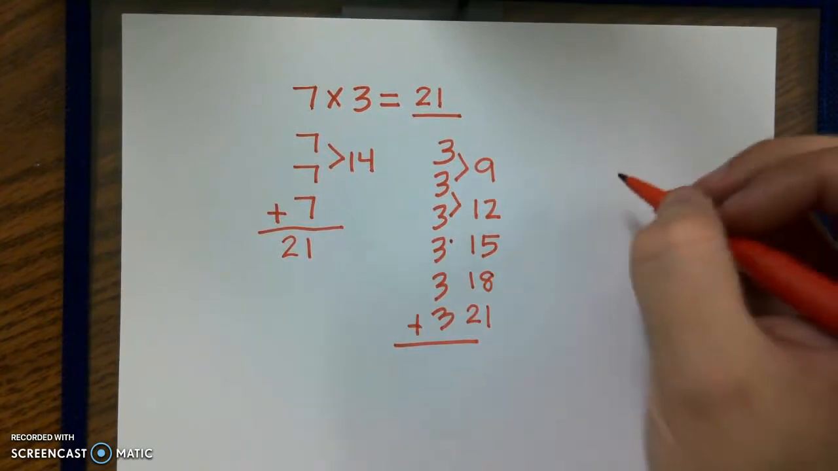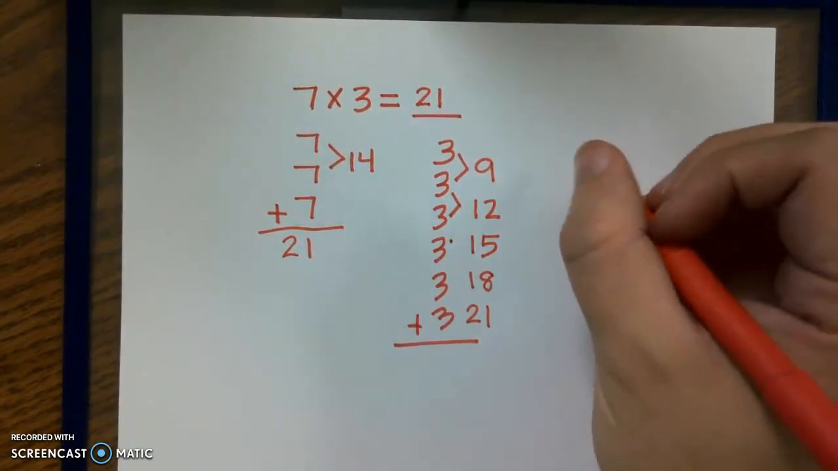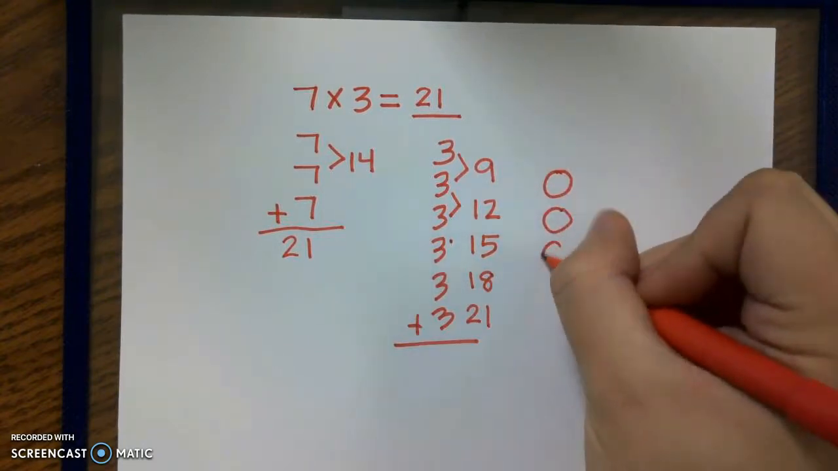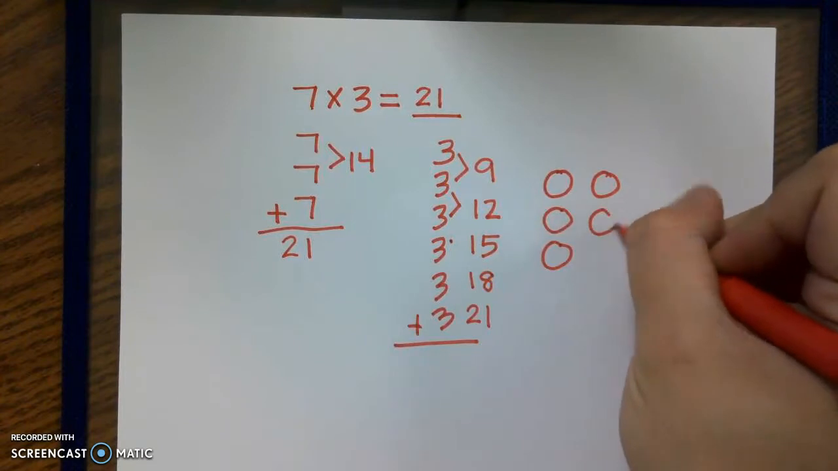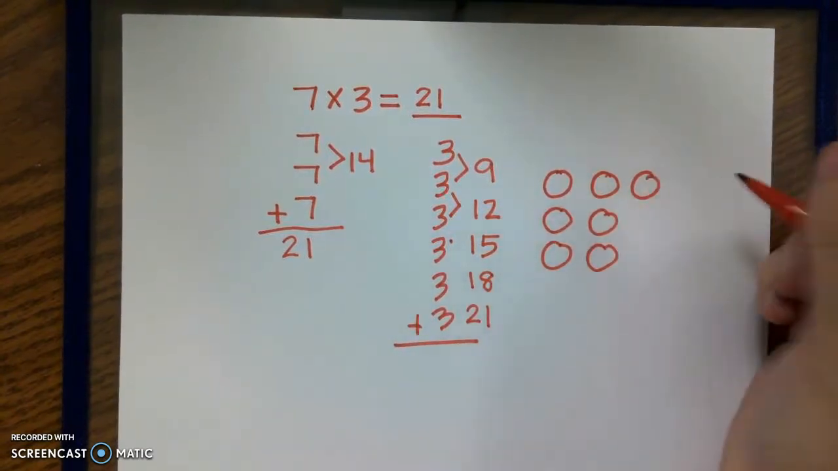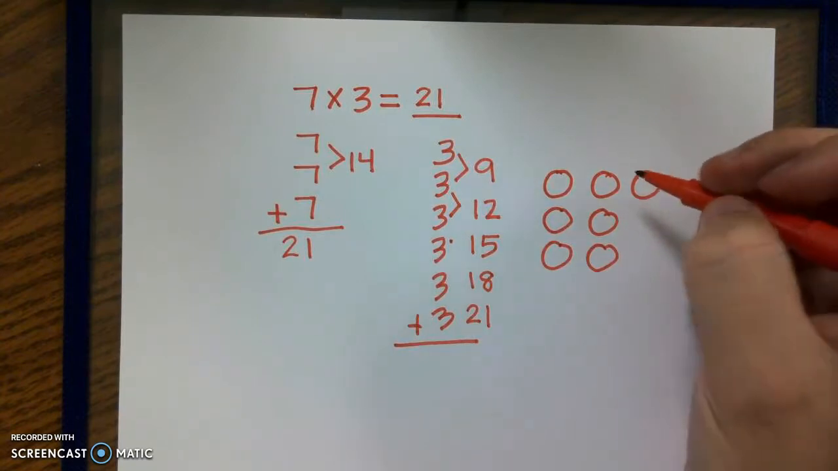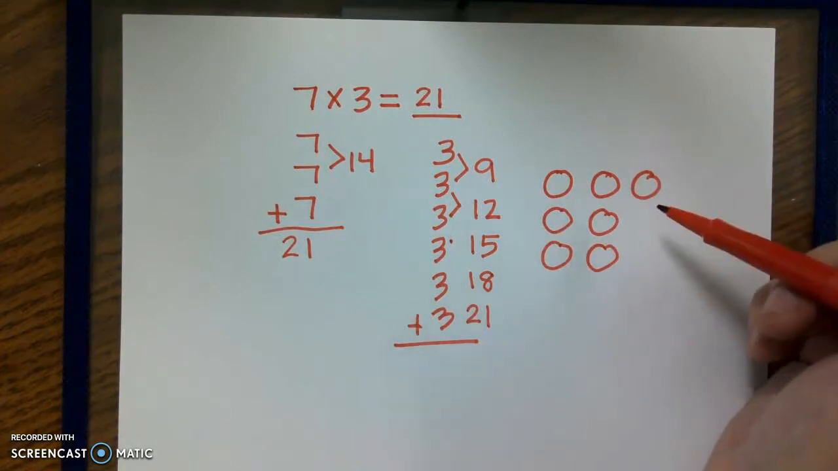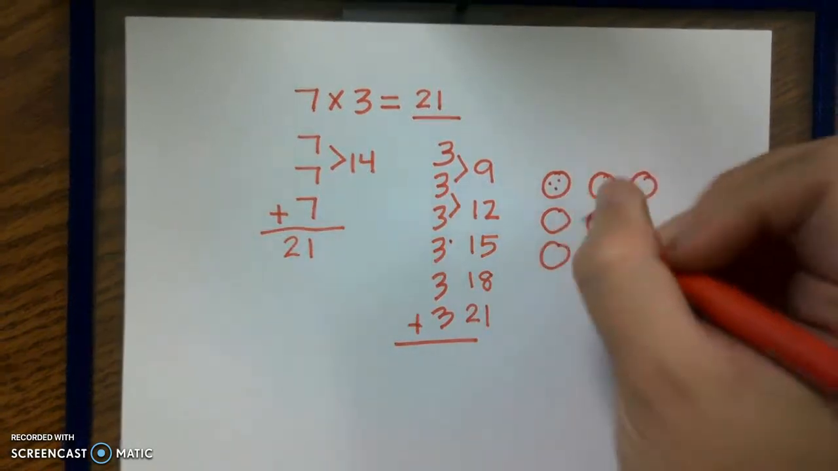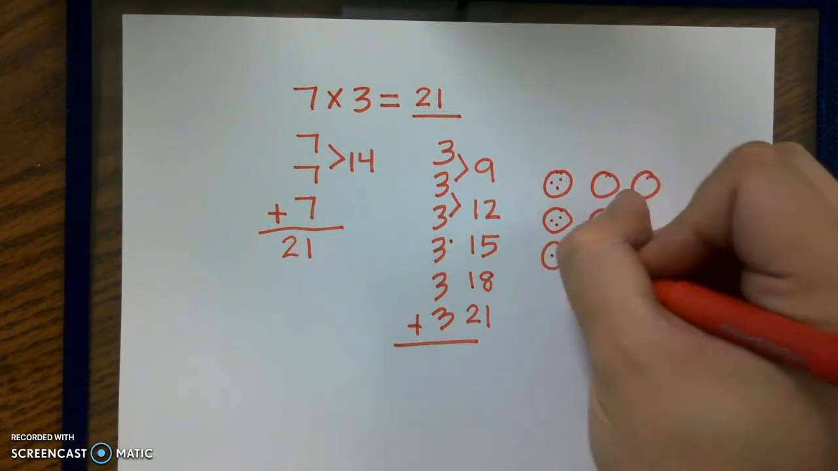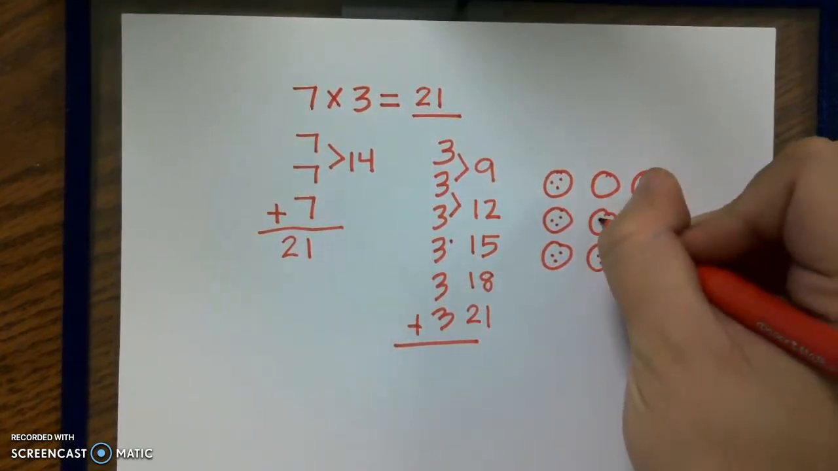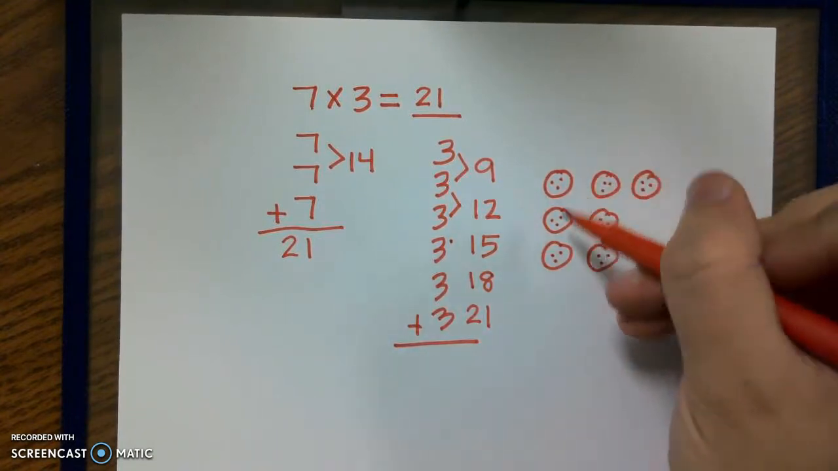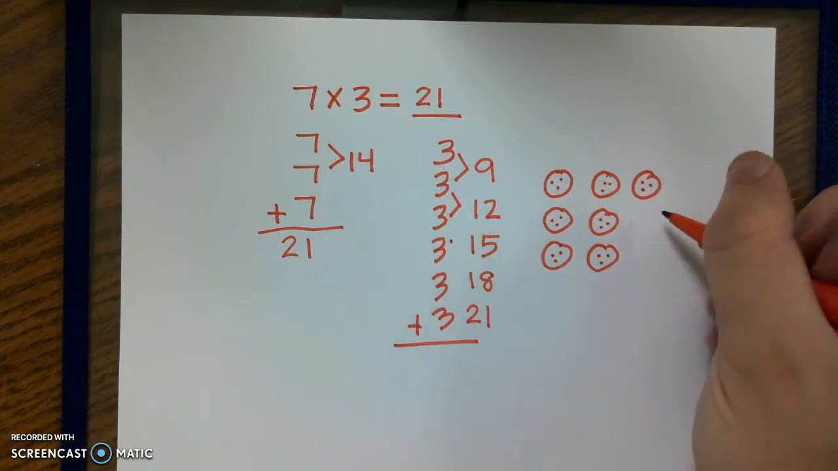If I were to do a picture model of this, there are also two ways that I can do this. Imagine that you have 7 cookies: 1, 2, 3, 4, 5, 6, 7. There are my 7 cookies. If I were to put 3 sprinkles on each of these 7 cookies, how many sprinkles would I have in all? 1, 2, 3, and again 1, 2, 3, for each cookie. If I were to count up all of these sprinkles, it would equal 21.